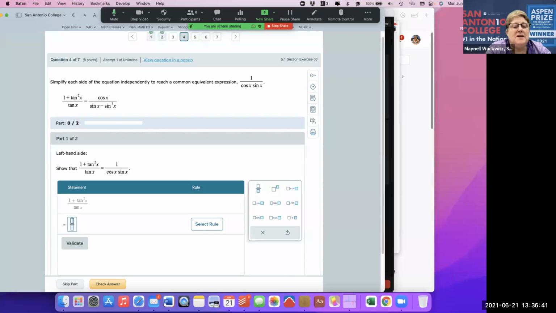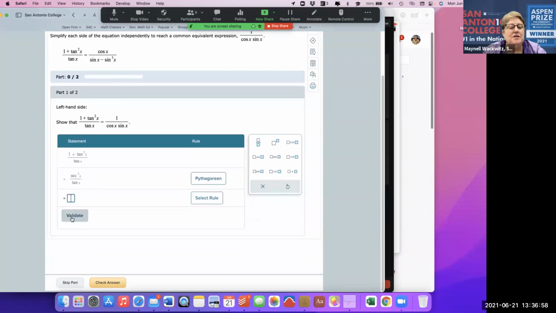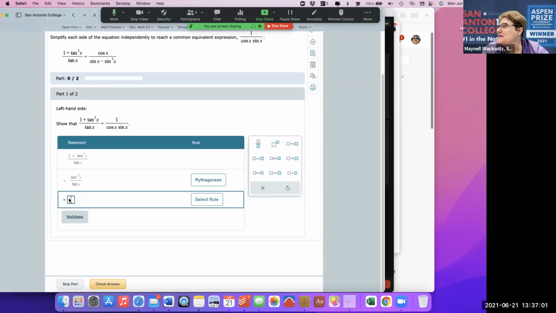What do we know about 1 plus tangent squared x? Good. And what identity is that? Excellent. Do you see what I mean about not having to memorize these things? Some of them you just learn because you're playing with them a lot. But as long as you organize your notes, I'm happy for you to use them.